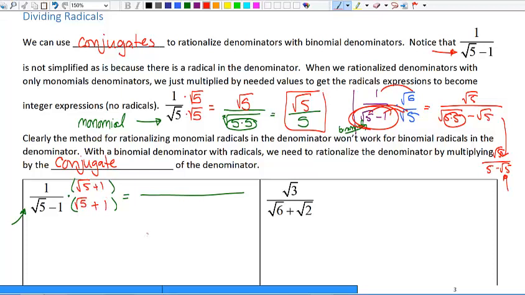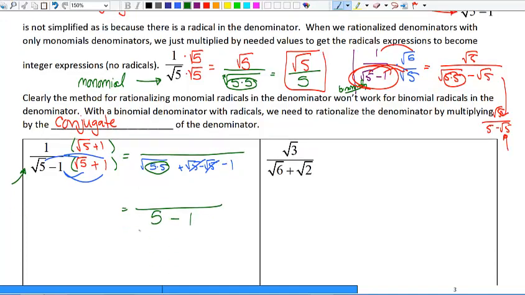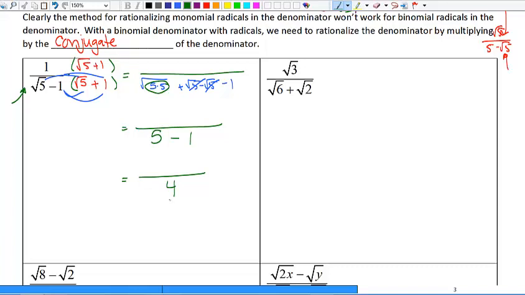Whatever you do to the denominator, you will also have to do to the numerator. So now I distribute these, and I'm getting the square root of 5 times 5 plus the square root of 5 minus the square root of 5 minus 1. So the 2 square roots of 5 add to 0, and then I'm just left with, this comes out of the house, it's 5 minus 1, or just 4. Yay, I have successfully got the denominator to not have a radical.